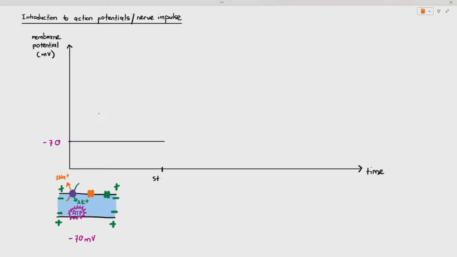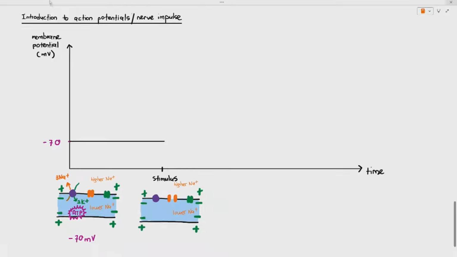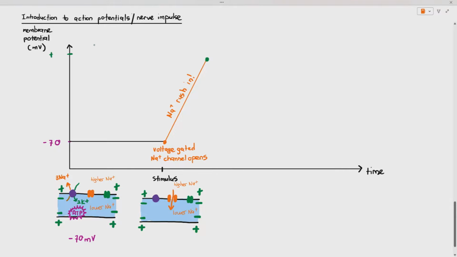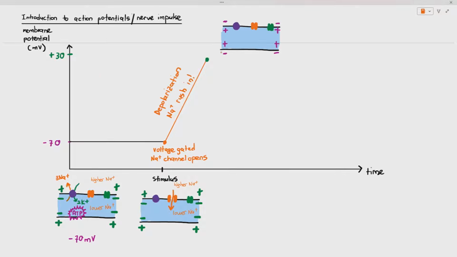So that's still normal. But when a stimulus is given, the voltage gated sodium ion channel opens. So what happens in this case is sodium ions rush in from a higher concentration outside to a lower concentration inside. Thus, the membrane potential inside becomes more positive because it's getting more sodium ions. It becomes more positive inside compared to outside, so the charge flips. This is depolarization, by the way.